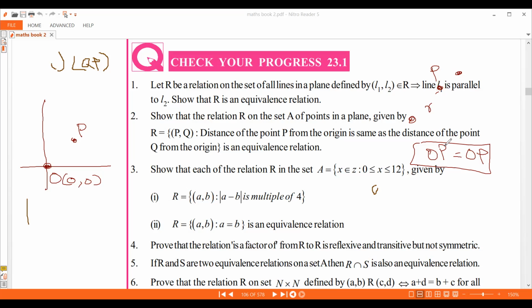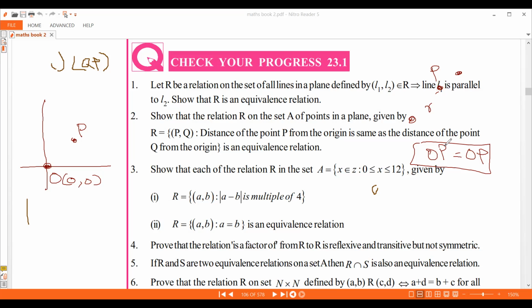So finally, what is the conclusion? Final conclusion: OP is equal to OQ is equal to OR. Okay, transitive. After that, what will you write? Look at the question. What do you have to prove? If it's transitive, no, look at the question once again.